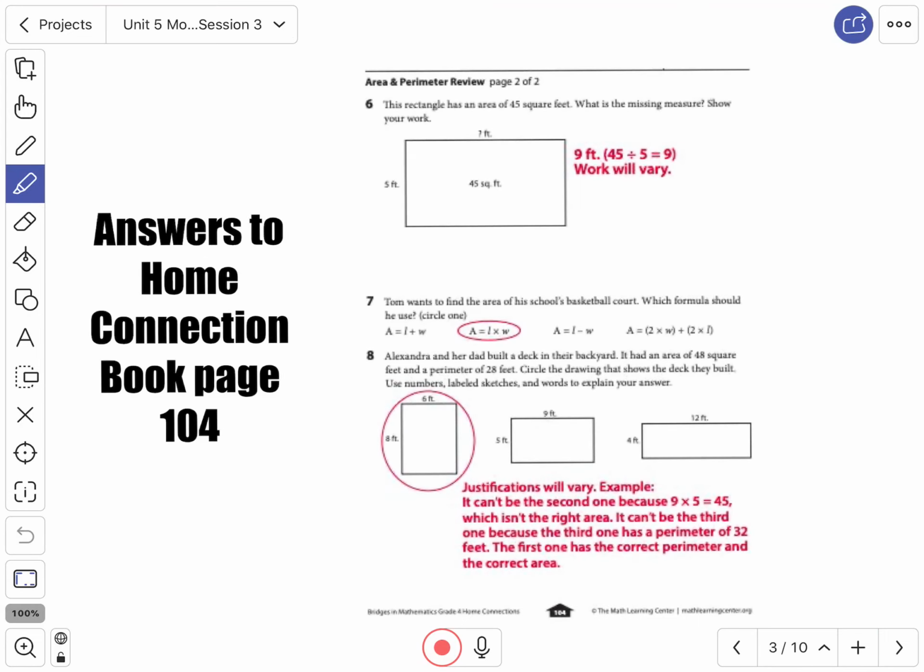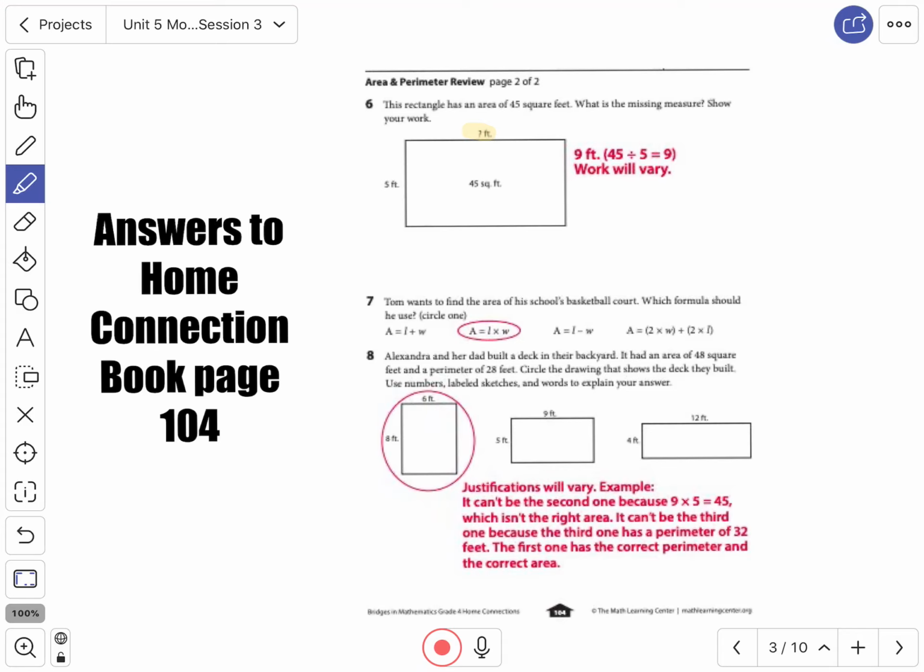All right, moving on to Home Connection book page 104. This rectangle has an area of 45 square feet. What is the missing measure? Show your work. All right, well, if it's 45 square feet, the missing measurement, so you can see that there is a question mark right here, which doesn't really look like a question mark, but it's 9 feet because 45 divided by 5 equals 9.